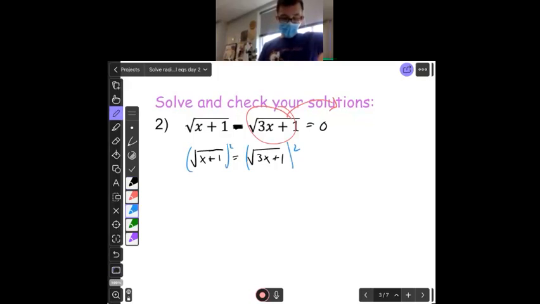Well, what happens when I square a square root? They cancel. So those all go away. We're left with x plus 1 equals 3x plus 1.